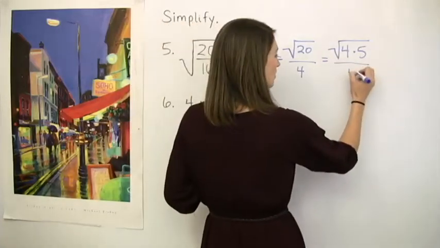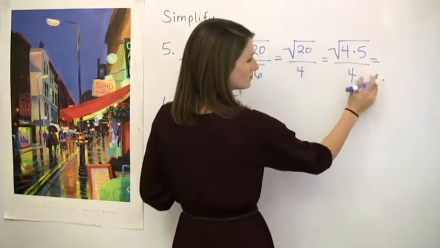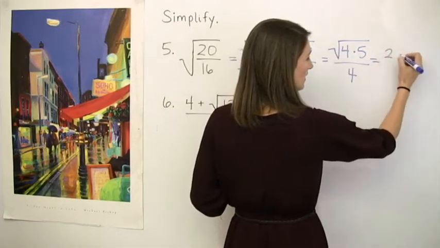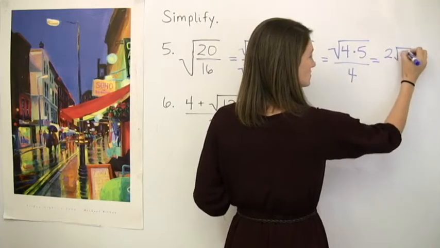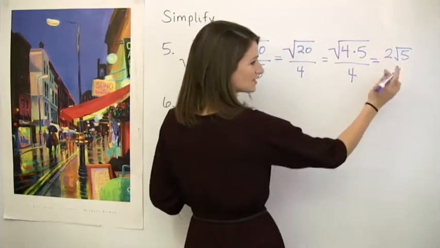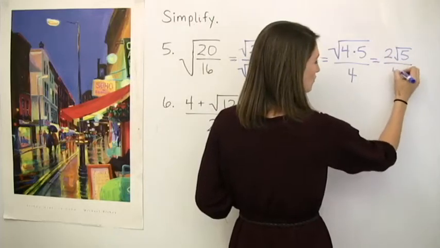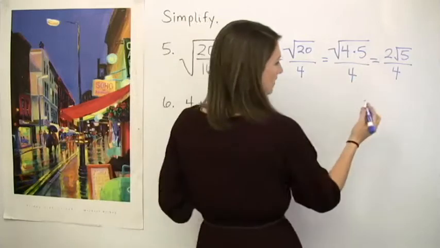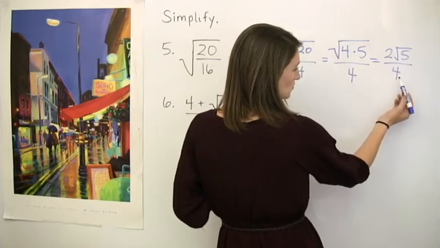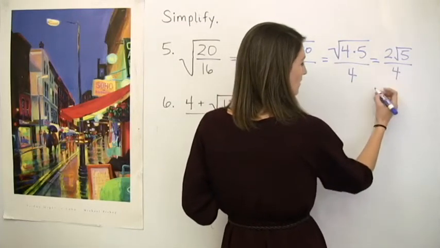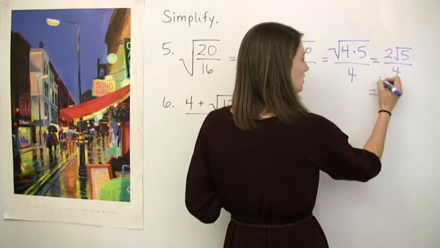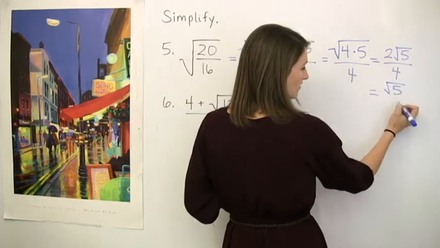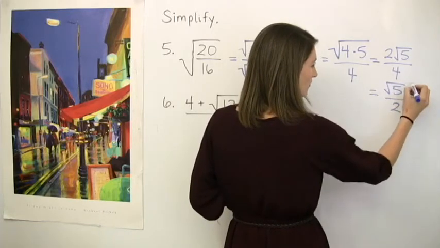So if this is still all over 4, then we can simplify the top here. The square root of 4 is 2, and that's times the square root of 5, because we can't simplify that any further, and that's over 4. And then our final step is to divide out our common factors. So we have 2 over 4 becomes 1 over 2. So 1 times the square root of 5, and our numerator is just the square root of 5, and we're left with that over 2.